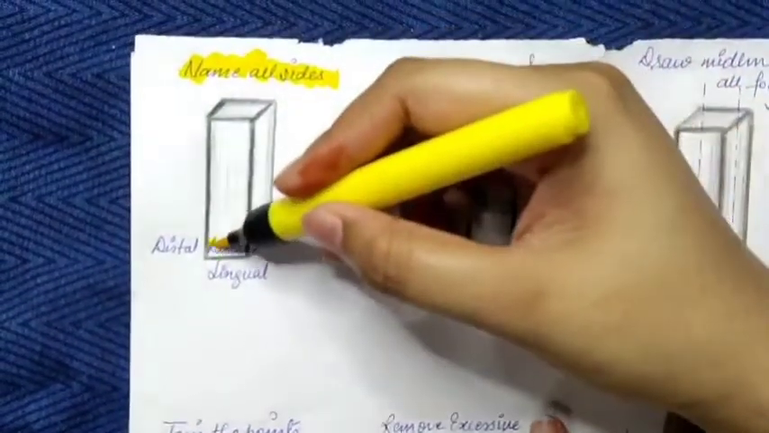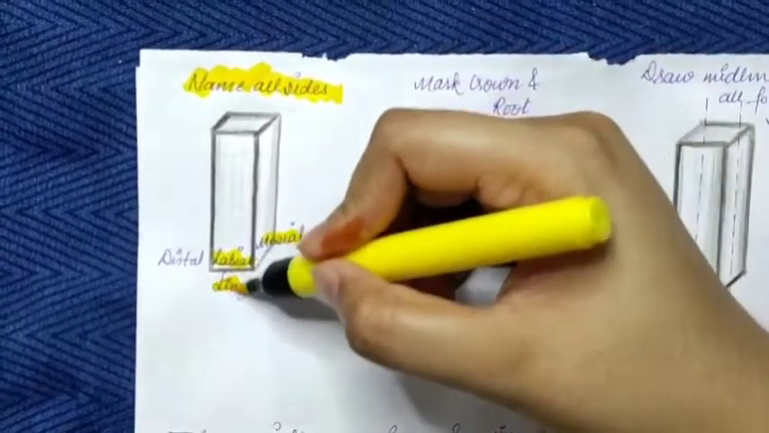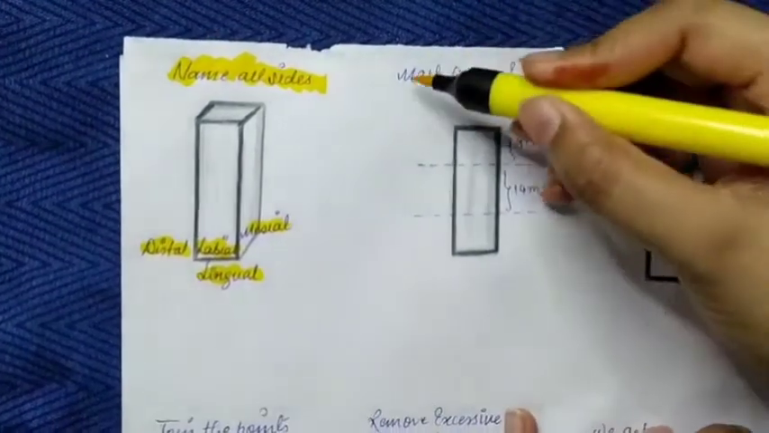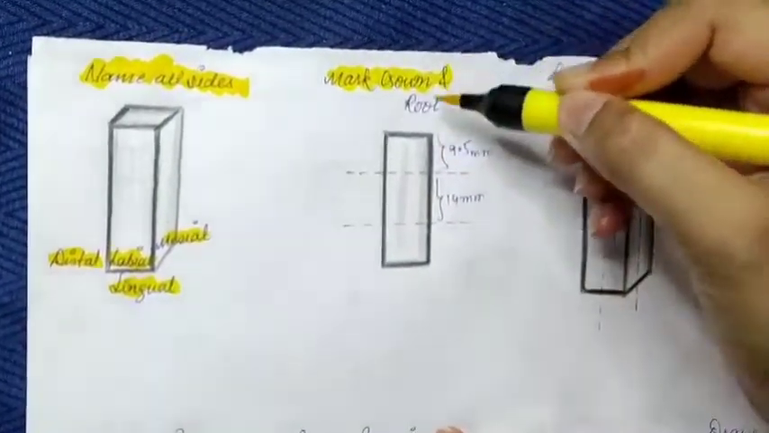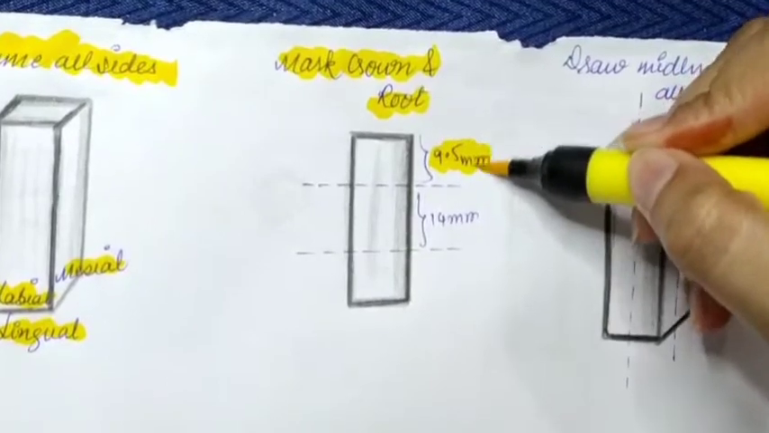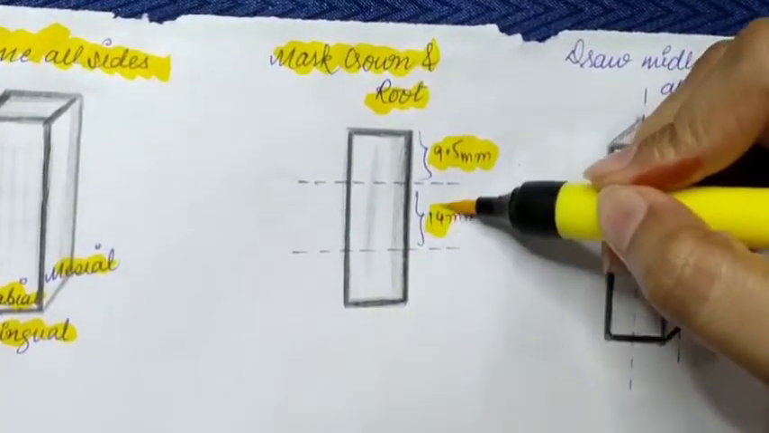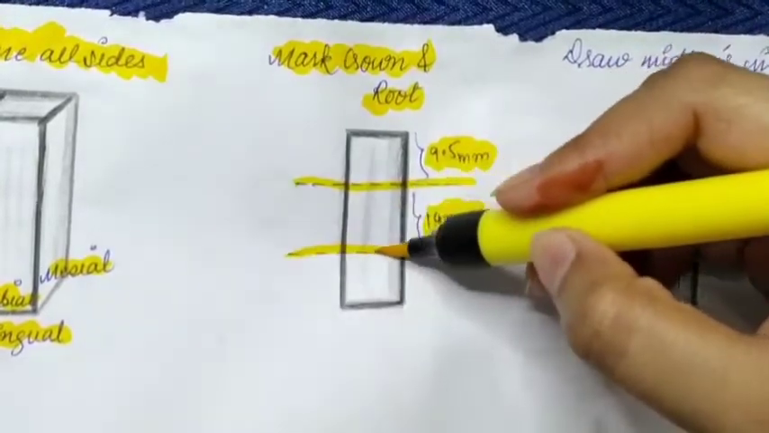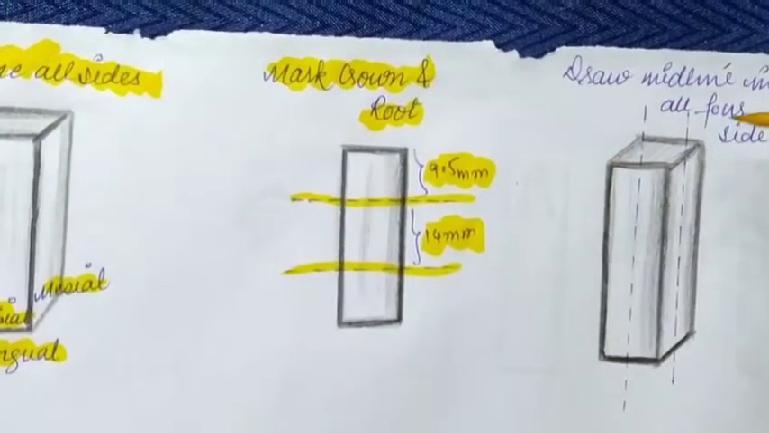Name all the sides like the labial, mesial, lingual and distal. Now moving to the next step. In the next step, you have to mark the crown and the root. The dimension for the crown is 9.5 mm and the dimension for the root is 14 mm. So you have to mark this in a wax block for all the 4 sides.